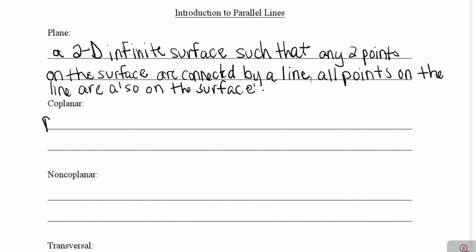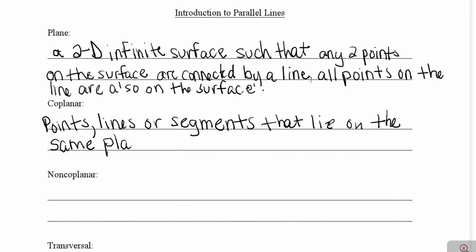Coplanar are points, lines, or segments all lying on the same plane. Non-coplanar are points, lines, or segments not lying on the same plane.